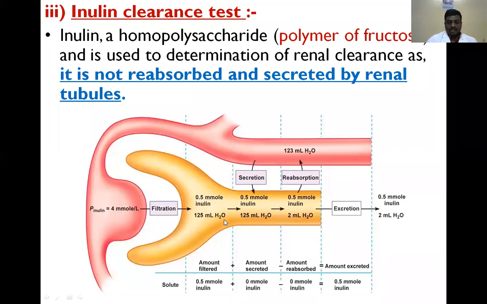For creatinine, filtration takes place, secretion takes place, and reabsorption does not take place. For urea, filtration takes place, secretion takes place, and reabsorption also takes place. For inulin, there is no reabsorption and no secretion. So whatever inulin is filtered in the kidney, that whole amount of inulin is excreted out.